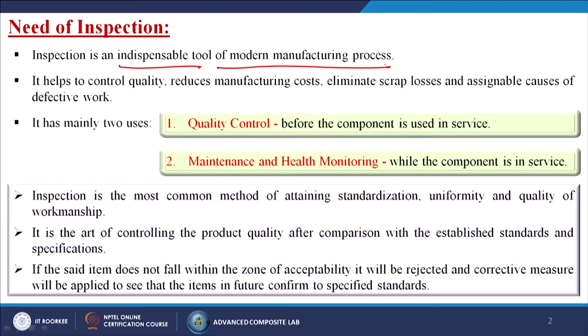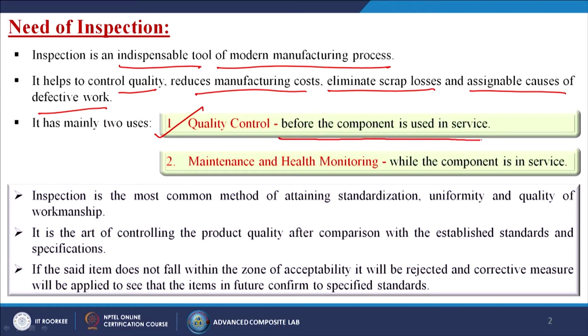It helps to control the quality, reduce manufacturing costs, eliminate scrap losses, and find assignable causes of defective parts. It has mainly two types. One is called quality control before the component is used in service, and the other is called maintenance and health monitoring while the component is in service.